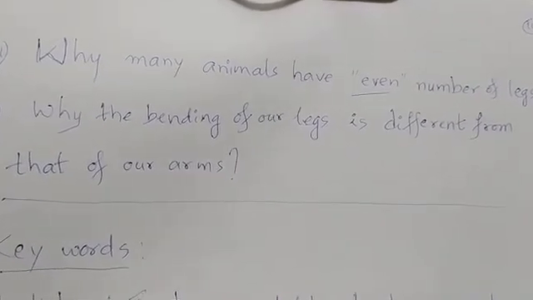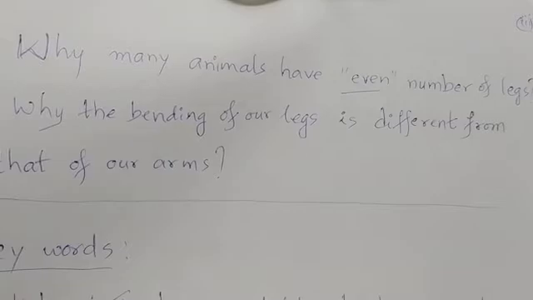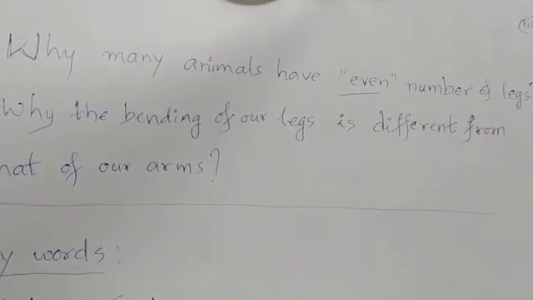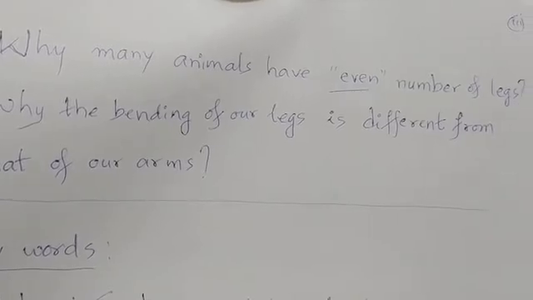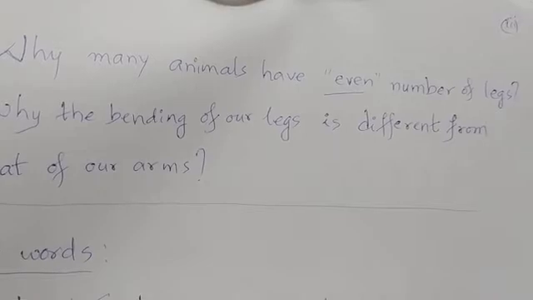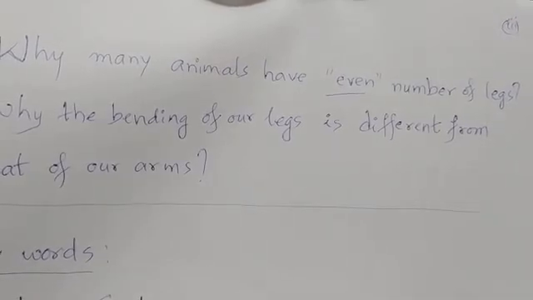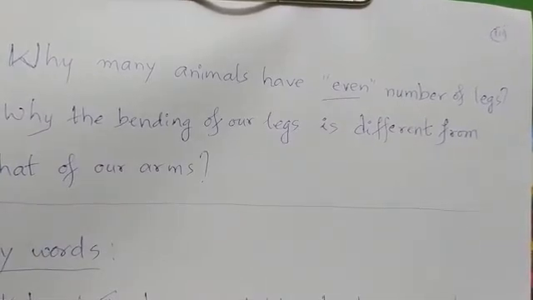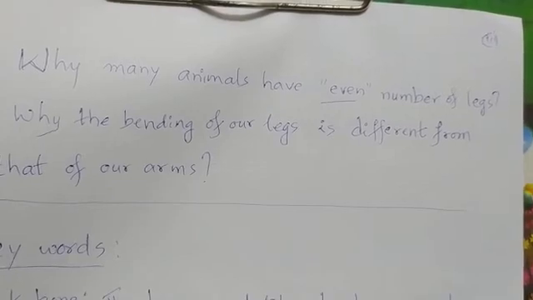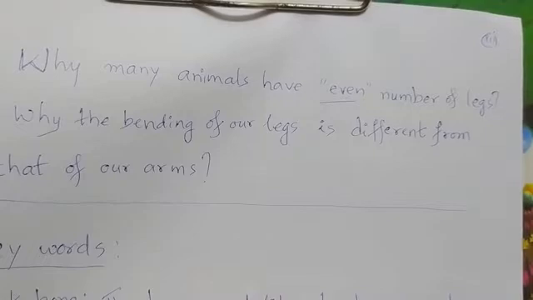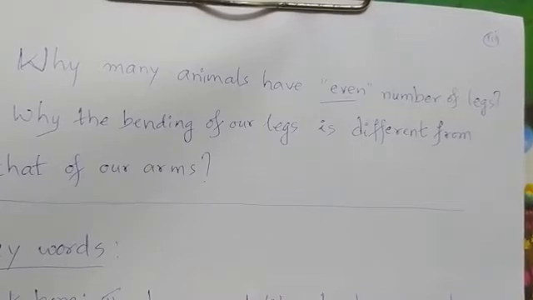Why do many animals have an even number of legs, that is 2, 4, like that? And in small creatures like insects, 6 legs are also there, 8 legs also are there. But the number of legs is most often even, not an odd number.